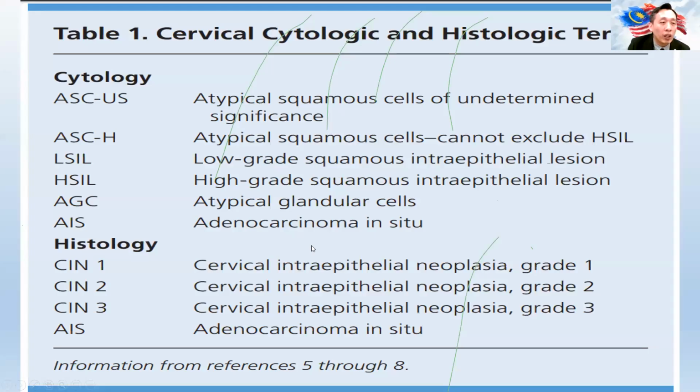For cervical cytology and histological terms, ASCUS stands for atypical squamous cells of undetermined significance. ASC-H is atypical squamous cells that cannot exclude high-grade lesion. Then there is low-grade squamous intraepithelial lesion, or high-grade squamous intraepithelial lesion. AIS stands for adenocarcinoma in situ. AGC stands for atypical glandular cells. Then in histology, you have CIN1, CIN2, and CIN3.